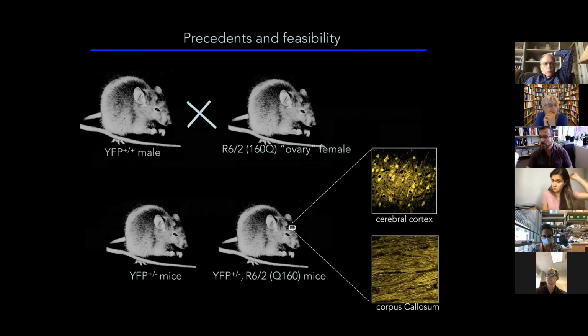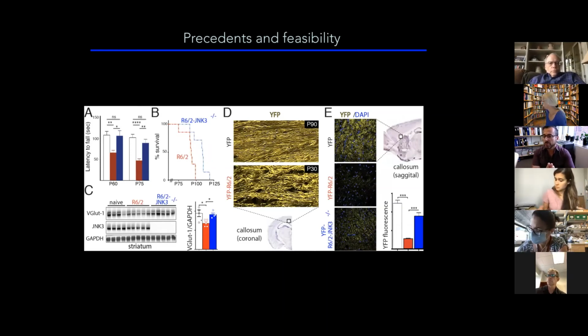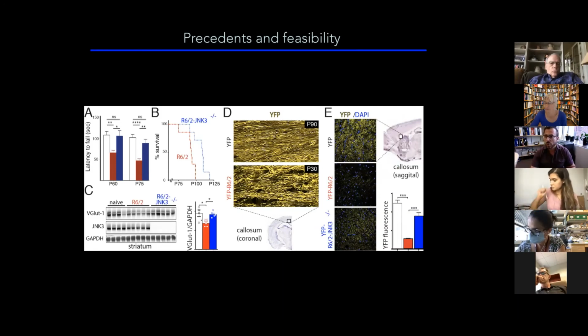Our objective was to establish whether JNK3 has anything to do with the degeneration of axons that happens in the Huntington's disease model. So we created 3 lines of mice: the wild type naive, the R62 mice in red, and in blue, the R62 mice that no longer has JNK3. And we did a number of locomotor assays. This is called the rotor rod. You put the mouse on a rod that is rotating, and you can quantify how efficient this mouse is to walk on that rotor rod.